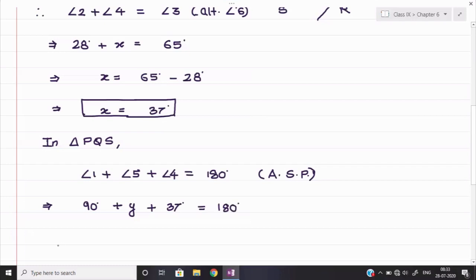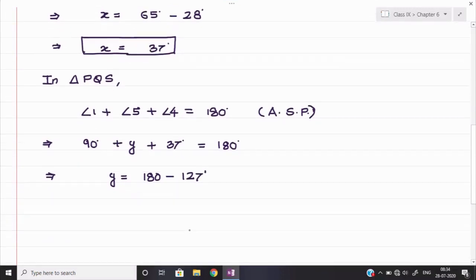Now you see 90 plus 37 is equal to 127, and 127 is going to the other side. So y will be equal to 180 minus 127 degrees, and 180 minus 127 is equal to 53 degree. Let us check: 10 minus 7 is 3, and 8 minus 3 is 5. 53 degree. This is your answer number 2. You can put this answer also in a box to highlight it in a proper manner.